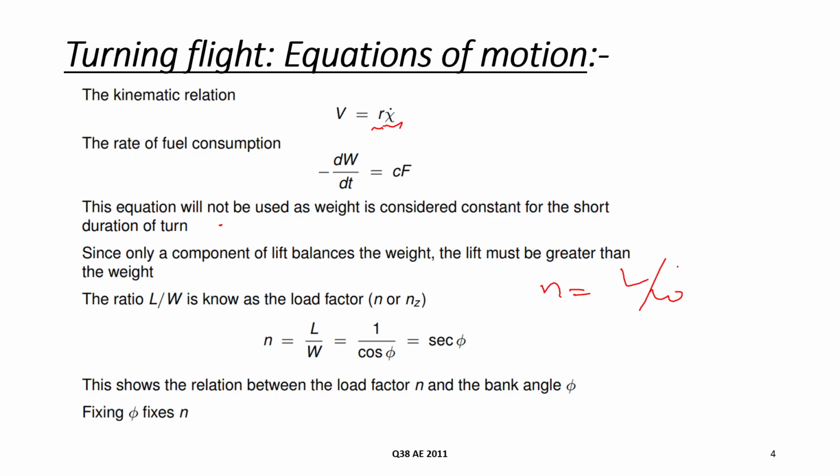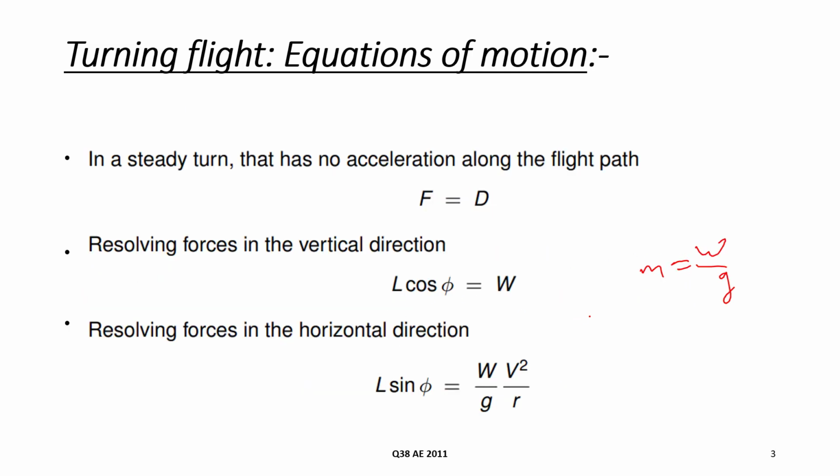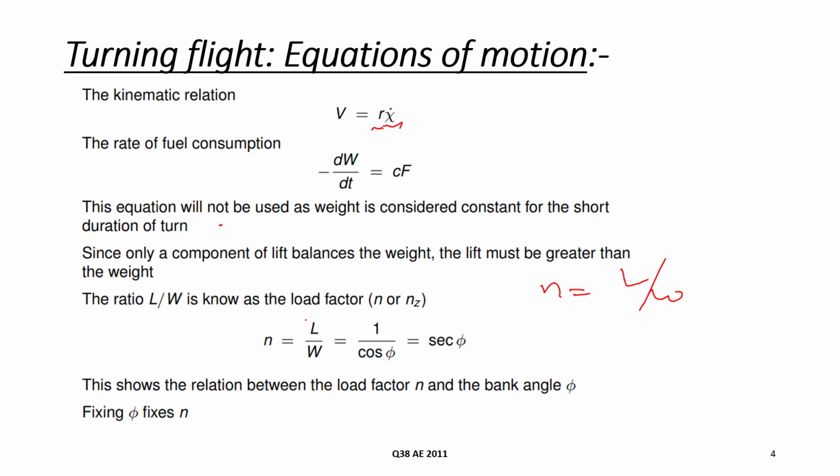If you divide these equations, you will get tan phi. If you divide by W here, then you will get L by W equal to 1 by cos phi, which is nothing but the load factor. So this shows the relation between load factor and banking angle. If phi is fixed, then n is also fixed.